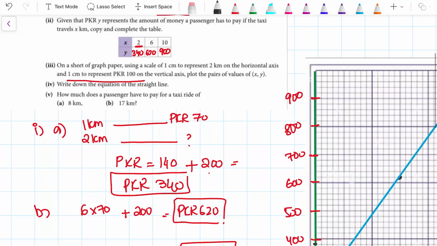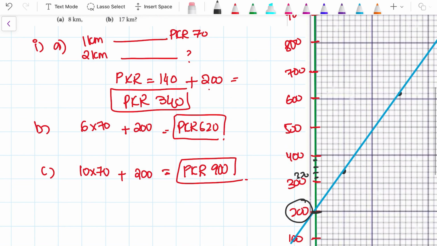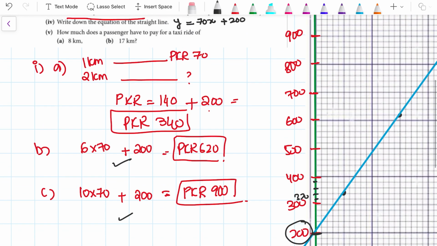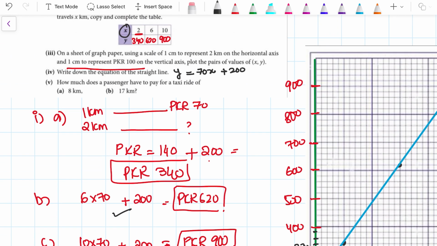Now, write down the equation of the line. What is y? Y is the total cost. How do you find out the total fare? You multiply the number of kilometers, which is x, by 70, and then you add 200 to it. Because that is exactly what we've been doing here and here. So you form an equation out of it.